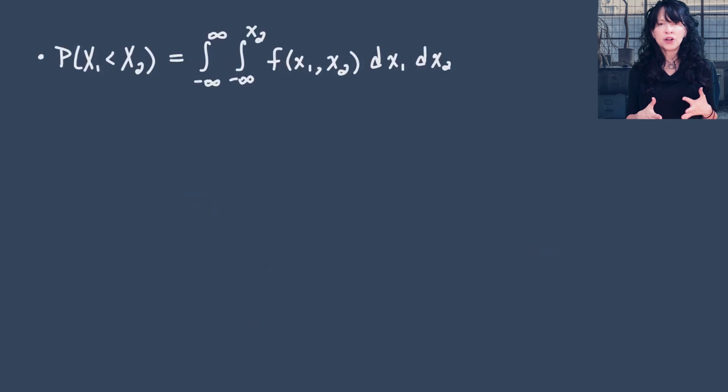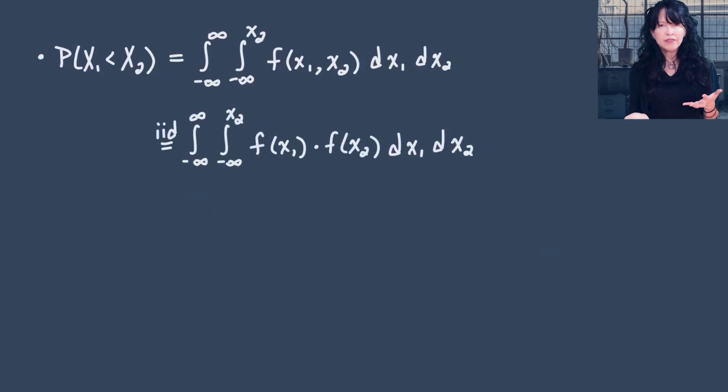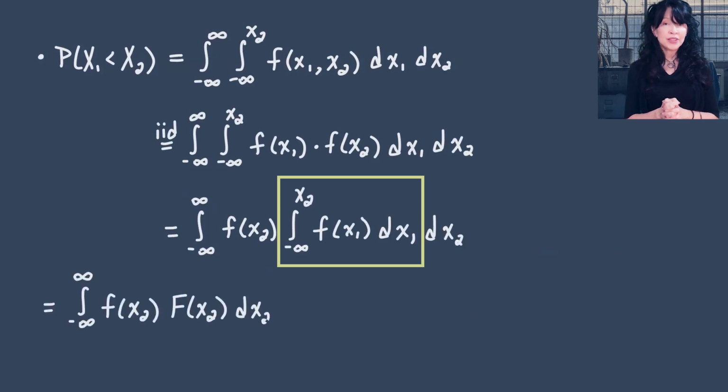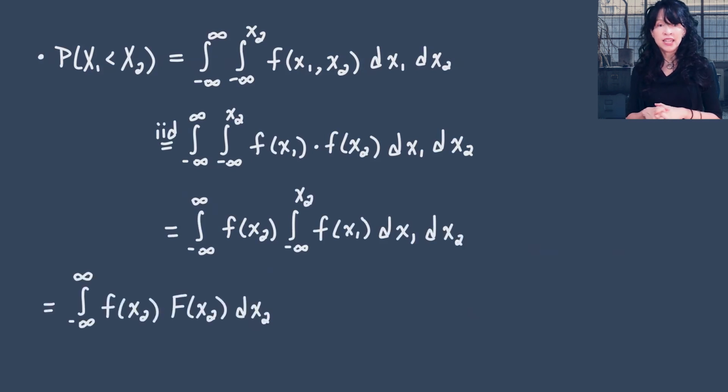Again, because these are IID, I get to break up this joint PDF into f of x1 and f of x2. And now I'm going to pull the x2 stuff out of the inner integral. And my inner integral becomes the integral from minus infinity to x2 of the PDF at little x1 dx1. But that's exactly the CDF at little x2. So we end up with the integral from minus infinity to infinity of little f of x2 times capital F of x2 dx2. The CDF you get by integrating the PDF, and you can go backwards by taking a derivative.